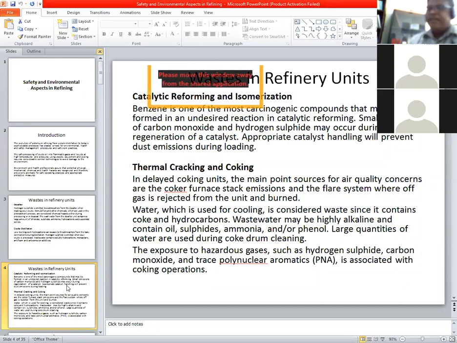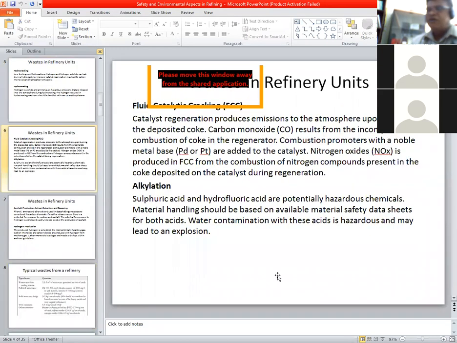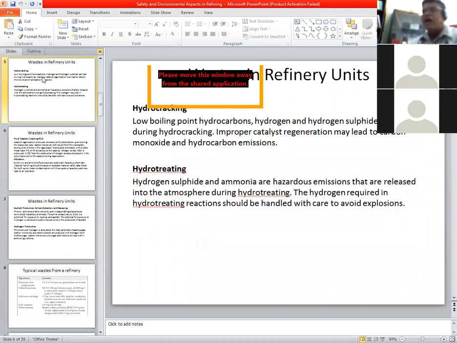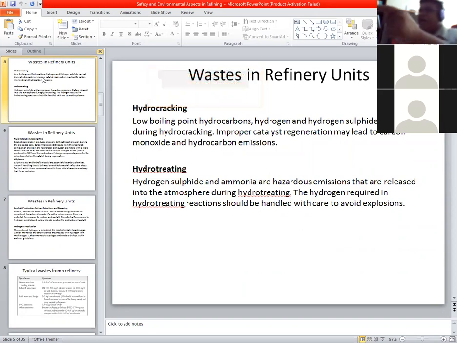Then the next activity is hydrocracking and hydrotreating. You already know hydrocracking and hydrotreating. This is in the presence of hydrogen. Hydrocracking means that breakdown occurs with the help of hydrogen. Hydrotreating means that some impurities are removed by using hydrogen.